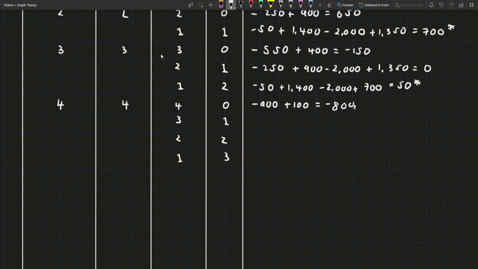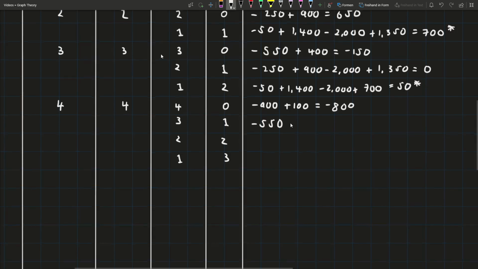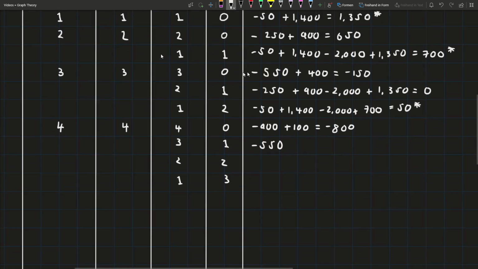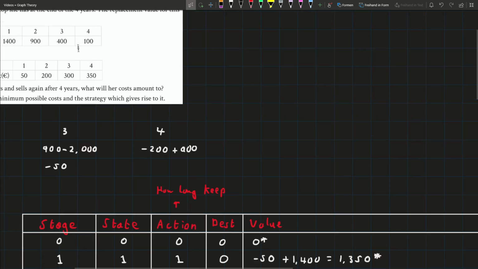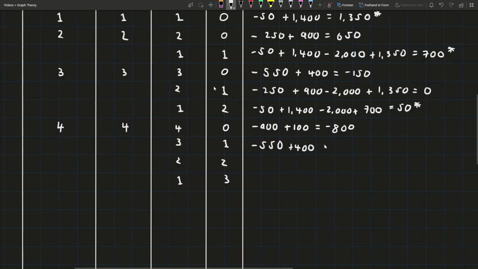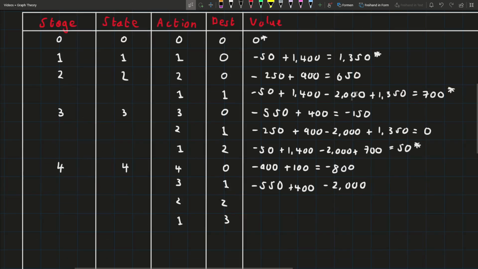It's minus 800. If you keep it for 3 years, the costs are the same as up here. It's 550. I'm not going to keep scrolling up. And then we sell it, which again, looking up here, we're selling it for 400. Again, I'm just not bothered to look at the table, but you can see it is indeed selling for 400 after 3 years. Buying a new one because we're not quite done yet, minus 2,000. And then if we keep it for 1 more year, the best option is 1,350. So we're going to get 1,350 after we keep it for the last year, add all those up, and we get minus 800 again.